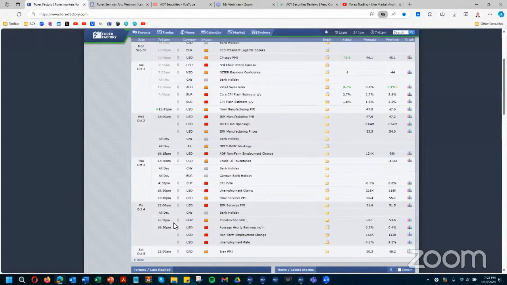So 6:30 for the UK construction PMI, which is a minor one. But then 10:30 p.m. for the US, we have average hourly earnings month on month, non-farm employment change, and unemployment rate. And last month, from memory, unemployment rate was good, went down. So I know we're getting into potentially more interest rate cuts, but the market's going to be looking at the job figures. Are they weakening?